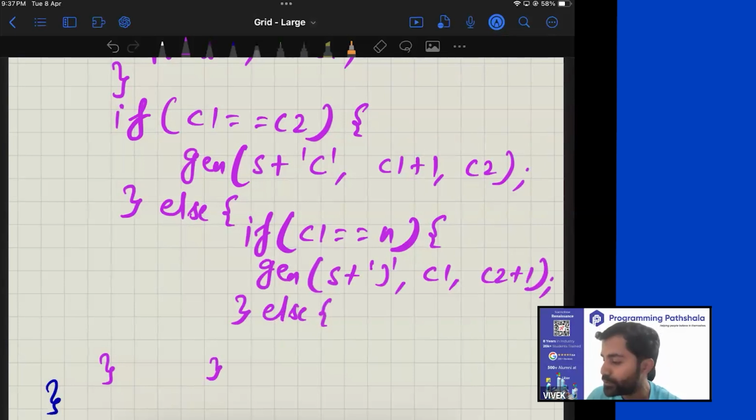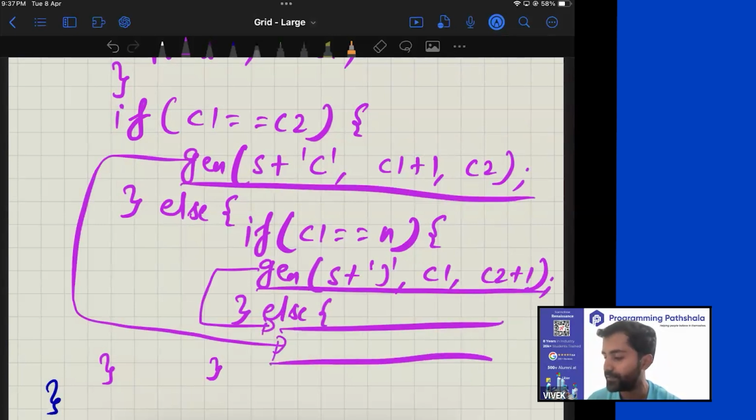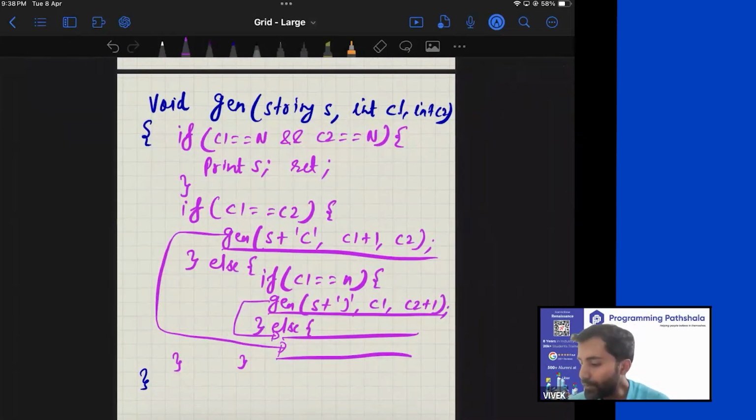And what to do in the else case? In the else case, there are two choices. So you will make this call, the same line of code, and you will make this call also. So you can just copy this thing over here and you can copy that thing over here. That's it. That's really it. And you're done. Okay. So now you need to practice.